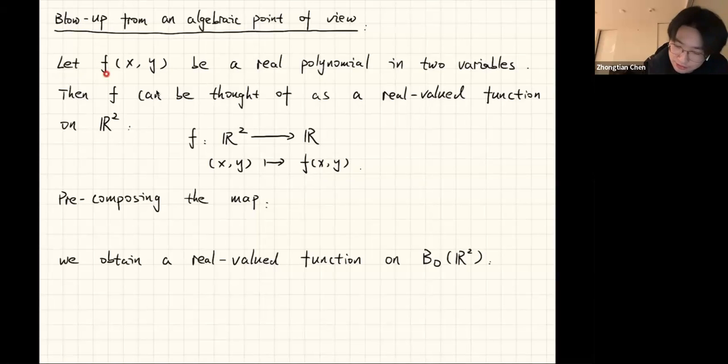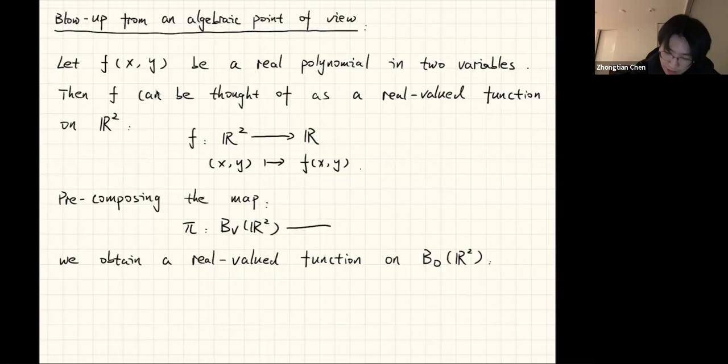Right, the setup is again we take a real polynomial in 2 variables now. F is a real value function. We plug in a point, we output a number. So if we do blow up on R2 with center being the origin, the blow up is not just the space Bl R2, right? It's also this projection here. If we do blow up, we will have not only this space, also this map.